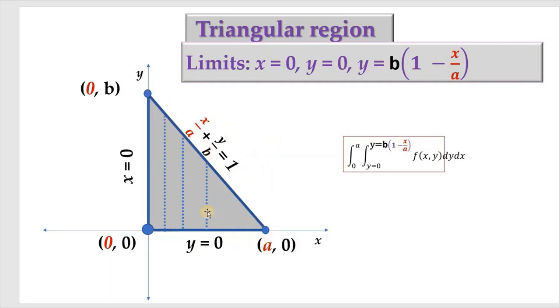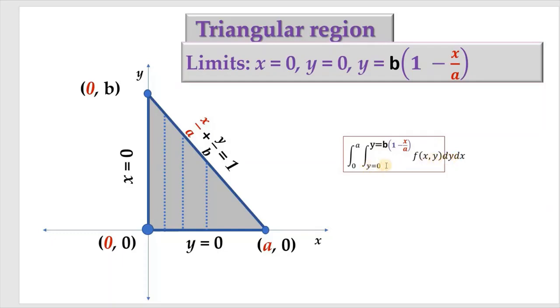And how do we cover the region? Repeatedly I am saying that this video deals only with how to cover the region, how to give the limits. So in this case, when you are asked to integrate over this region, this is the region under consideration. So how do we cover it? y is equal to 0 to y is equal to b into 1 minus x by a. That is how the limits for this are given. When you are giving limits for y, you will have to integrate only with respect to y. You cannot give limits for y and integrate with respect to x.